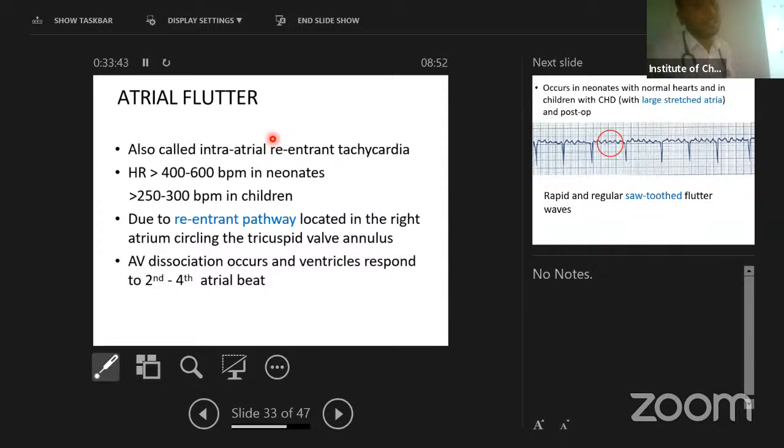Atrial flutter. It is usually called intra-atrial re-entrant tachycardia, where the heart rate is 400 to 600 beats per minute in neonates and 250 to 300 beats per minute in children, due to the re-entrant pathway located in the right atrium circulating around the tricuspid valve annulus. AV dissociation occurs and the ventricular rhythm responds to every second to fourth atrial beat.